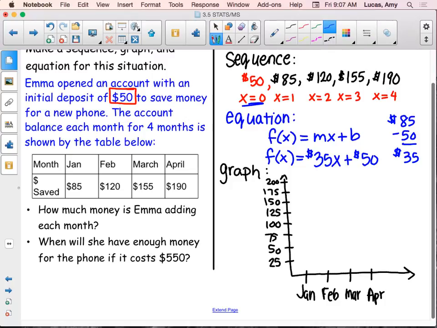So I've got the month, and I've got her account balance. Okay. So when she opened her account, she had $50, and then 85 in January, 120 in February, 155, and 190.